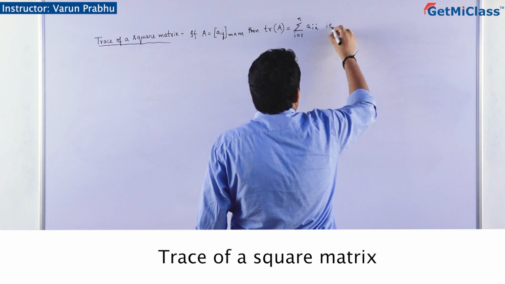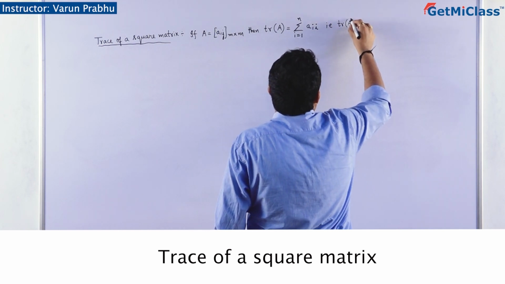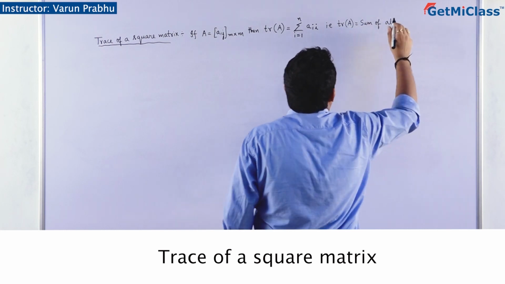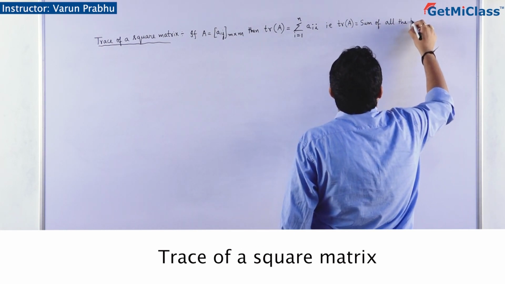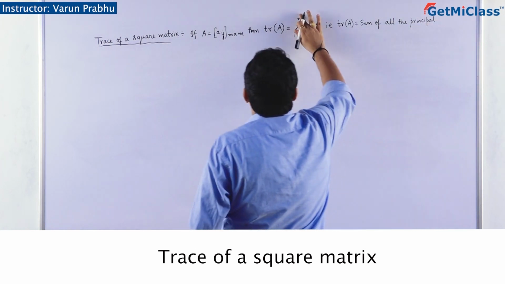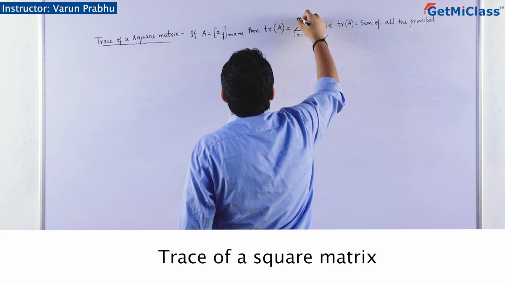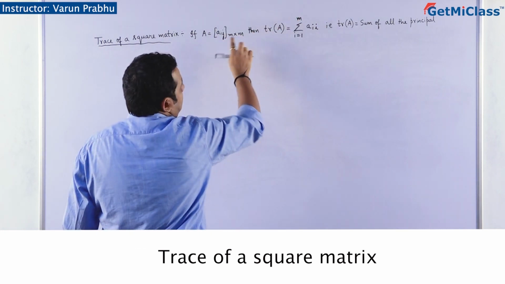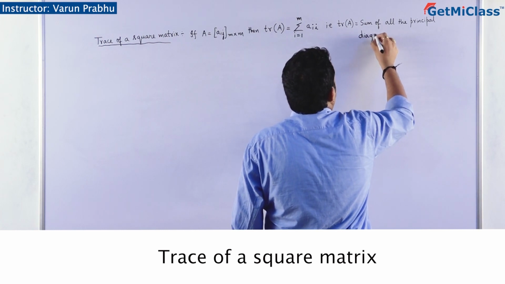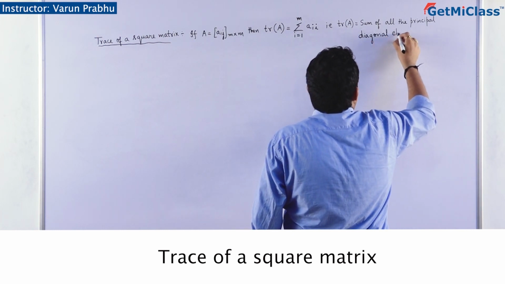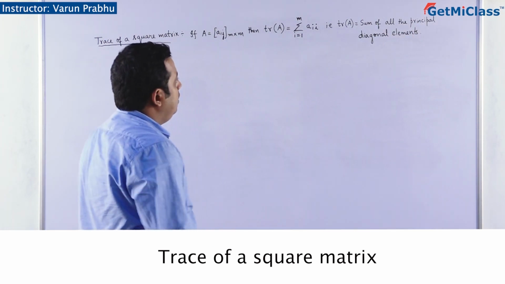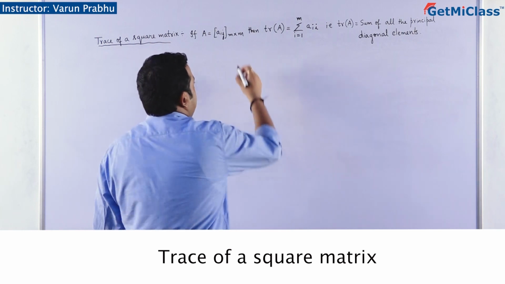That is, trace of A is equal to the sum of all the principal diagonal elements. I can write here, because it is M cross M, I have to write M, right? I is equal to 1 to M. Sum of all the principal diagonal elements. All right, no? Yes. Sum of all the principal diagonal elements.